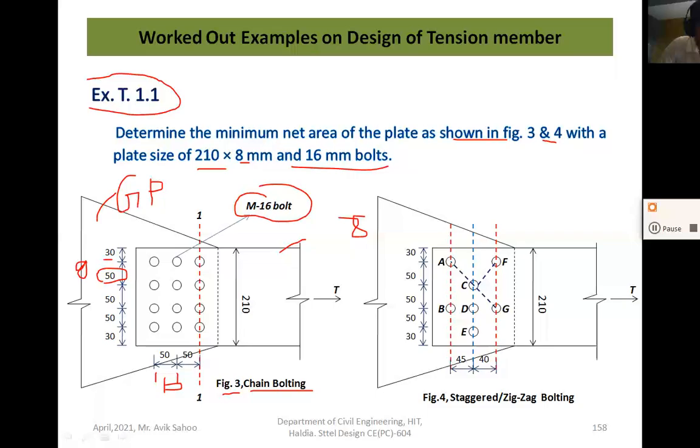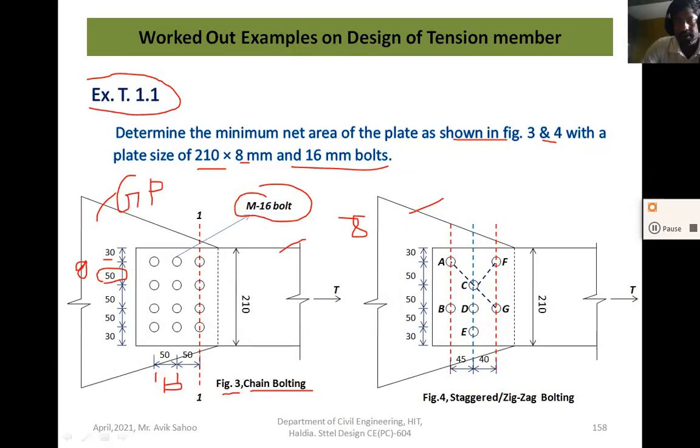Now look at figure 4. Here staggered or zigzag bolting patterns are used for the connection between the plate and the gusset plate. So this is a gusset plate, and now look at figure 4 in the staggered or zigzag bolting pattern.